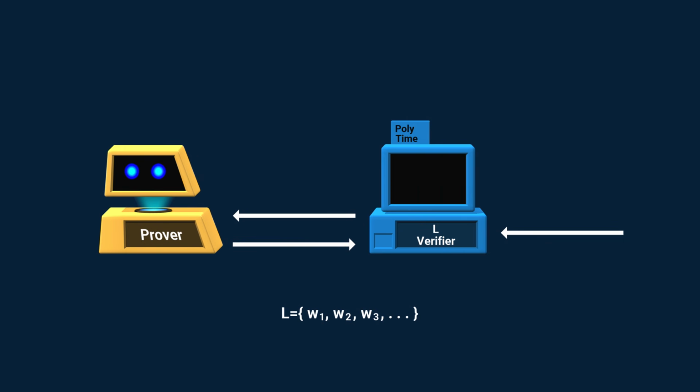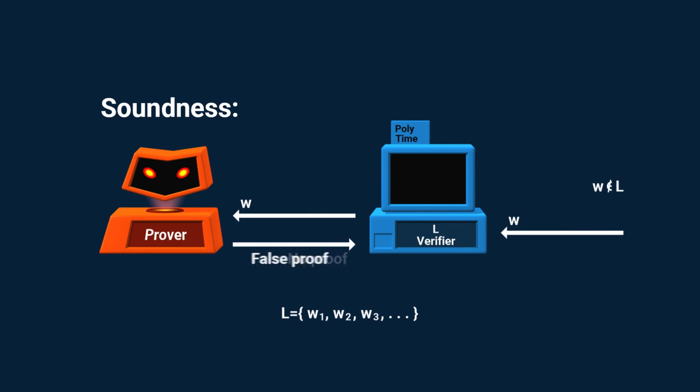We have 2 requirements from the verifier. The first is called completeness. If the input is a member of L and the prover is honest, the verifier must accept. The second requirement is called soundness. If the input is not a member of L, the verifier must reject no matter what. An honest prover will simply admit there's no proof, and the verifier will reject immediately. But a malicious prover will provide a false proof. The verifier must detect this is a lie and reject.